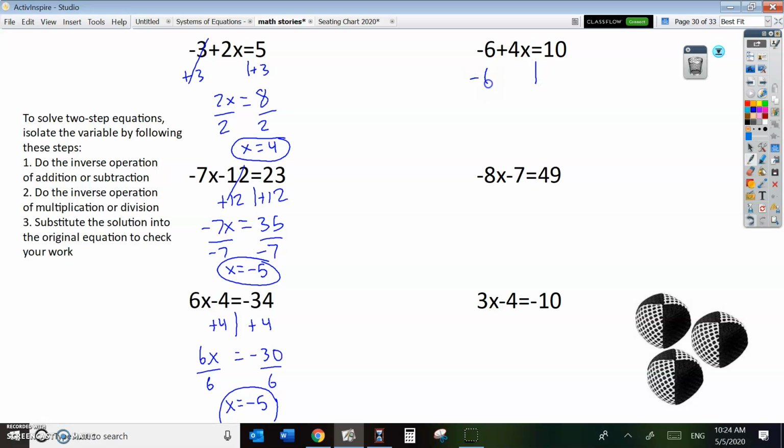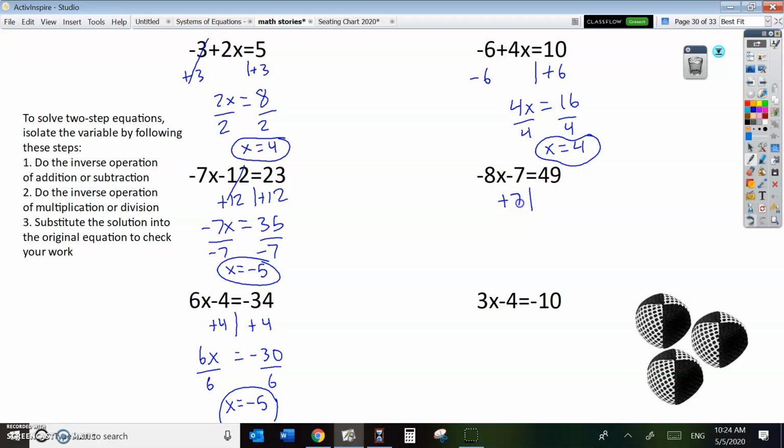Add 6 on both sides. 4x equals 16. Divide by 4. X equals 4. Substitute 4 in. See if it works. 4 times 4 is 16. Negative 6 plus 16 is positive 10.